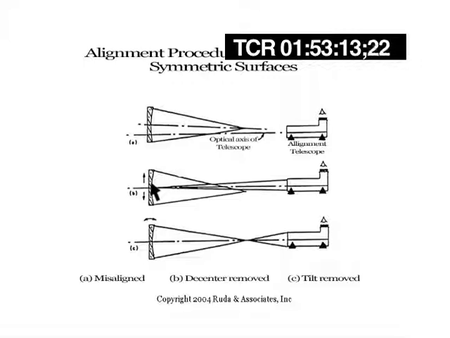The question is, how do we do that? Because there's nothing that normally marks where the vertex of this mirror is. We have to put some kind of a mark there. The way we would normally do that is to place a mask over the mirror that has a crosshair or a pinhole marked at the center.